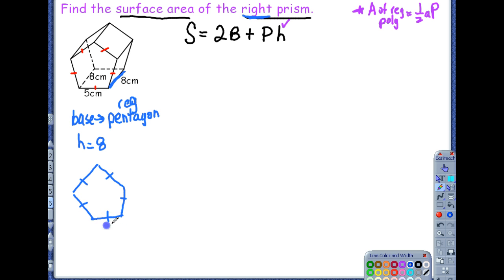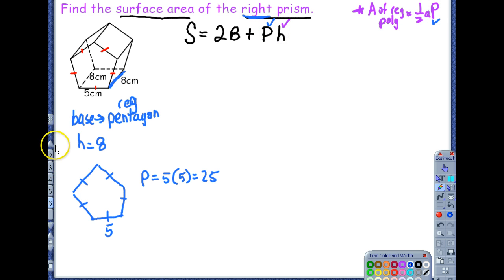We know that they're all 5. So that can help us find what right away? Perimeter. So perimeter of the base, capital P, is taking side length times the number of sides, 5. So 25. So I know this piece, which means I also know that piece for the area, okay?